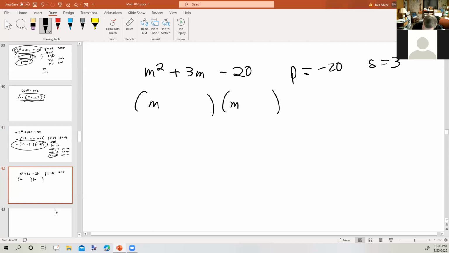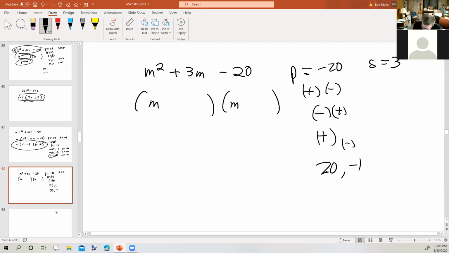To get a product that's negative, we either need a positive times a negative or a negative times a positive. But when we add them together, the sum is positive. So the bigger number has to be positive and the little number has to be negative. So 20 and negative 1. In other words, I wouldn't take negative 20 and 1 and try that because that doesn't fit the pattern of a bigger positive and a smaller negative.